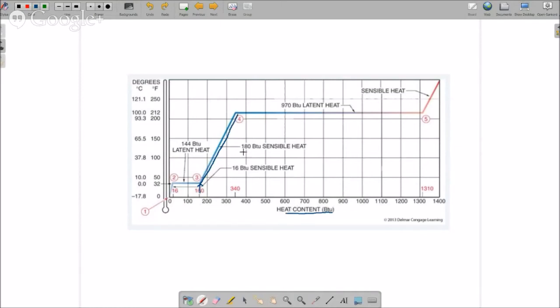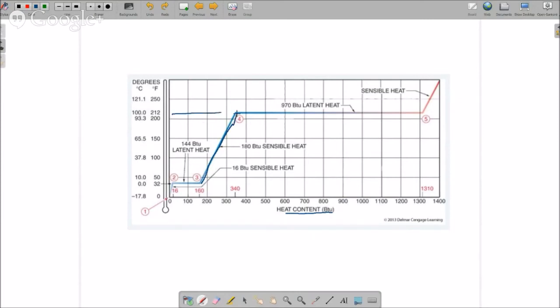And as you can see in this diagram, it only takes 180 BTU of sensible heat to raise the temperature of 32 degree water to 212 degrees. And this is 1 pound of water, by the way, not 5 gallons of water. All right, so that is our sensible heat. Again, as the heat is added and the temperature rises, and you can measure it with a thermometer up to 212 degrees, this is our sensible heat range.